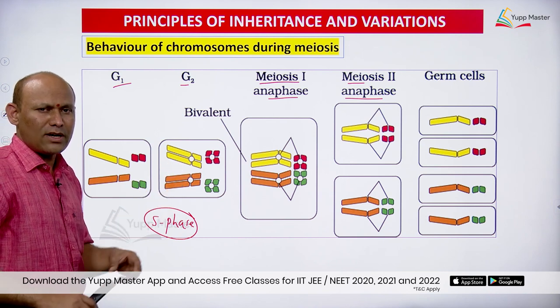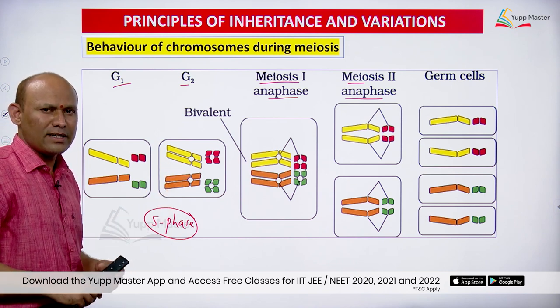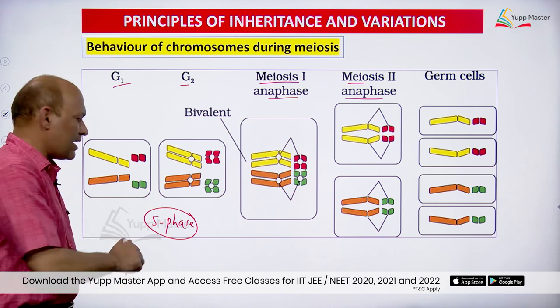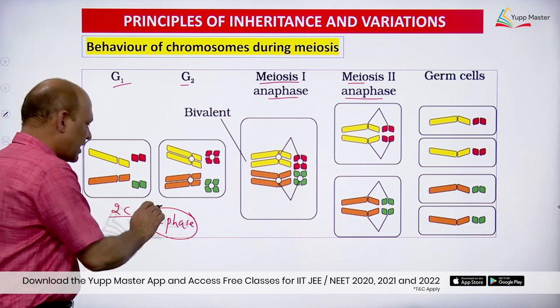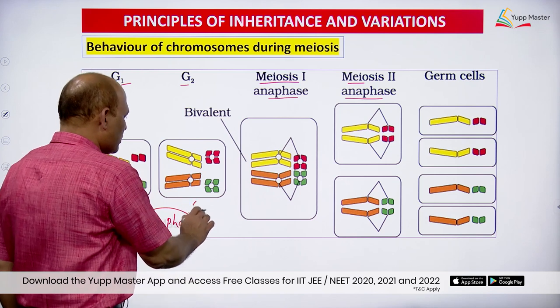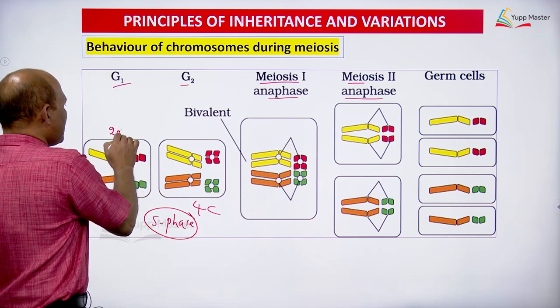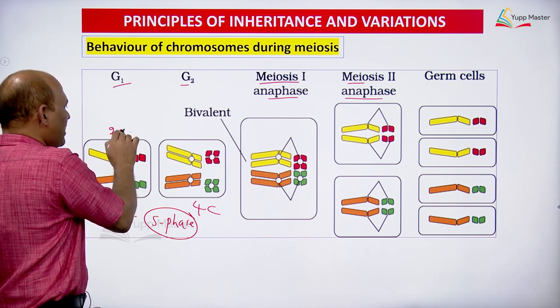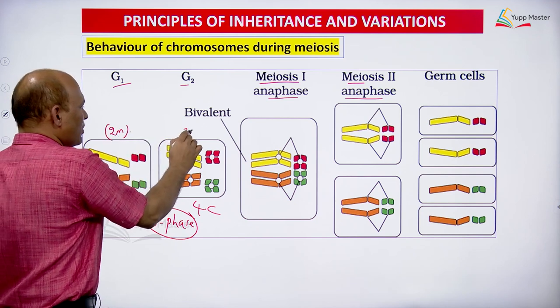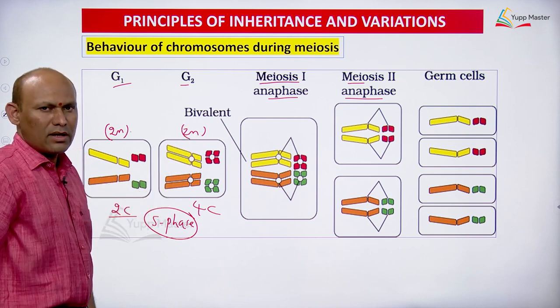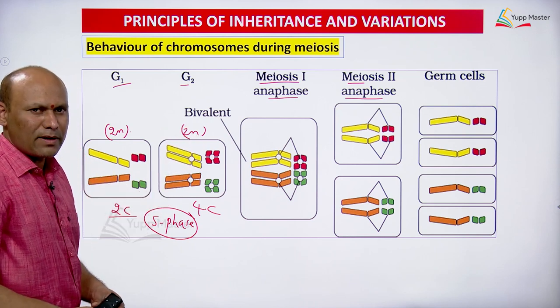So you have studied all these things in cell cycle and cell division, right? If initial content is 2C, after S phase, what happens? 2C will become 4C. You might have studied that, right? If we see diploid, so 2N, after this also you can say 2N only. Right, dear students, it's very simple.